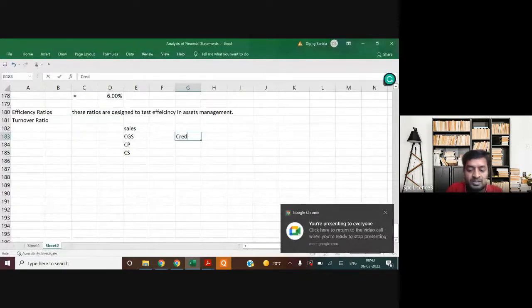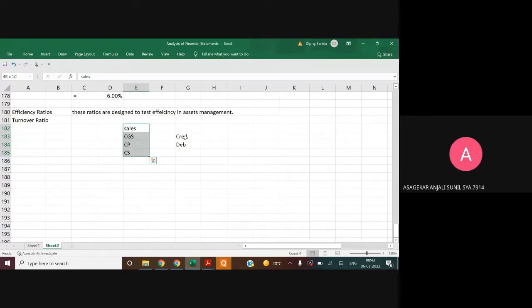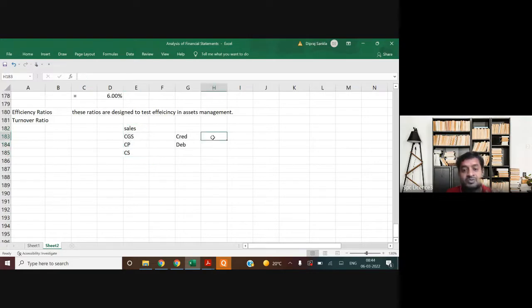Say there are creditors, and let's say debtors. Now there are a few accounting terms: sales, cost of goods sold, credit purchase, and credit sale. Out of these four accounting terms, which term is closely related to creditors? Credit purchase. Very good. Credit purchase.